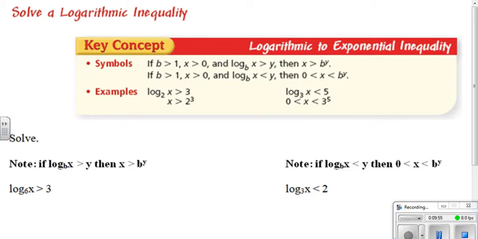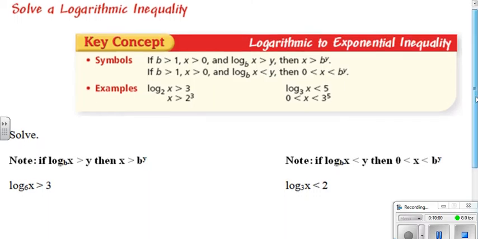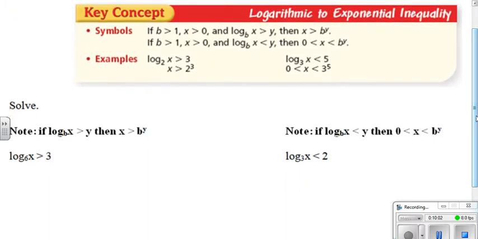And here we come to solving logarithmic inequalities. So looking at, instead of just expressions and equations, inequalities here. If b is greater than 1 and x is greater than 0, then if log base b of x is greater than y, then x is greater than b to the y. Similarly, with the same setup, if log base b of x is less than y, then 0 is less than x is less than b to the power of y. In this case, 0 is less than just means it has to be positive.